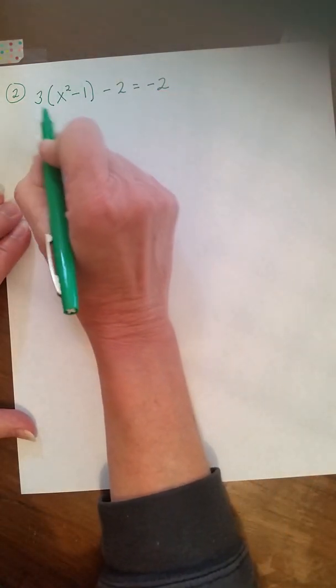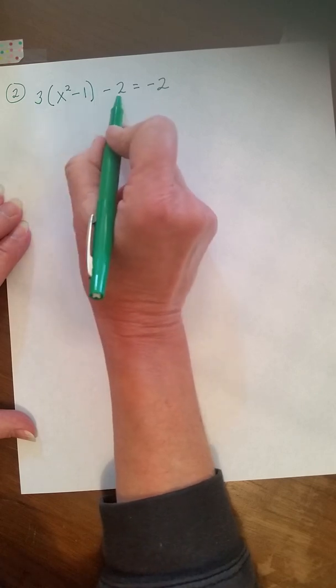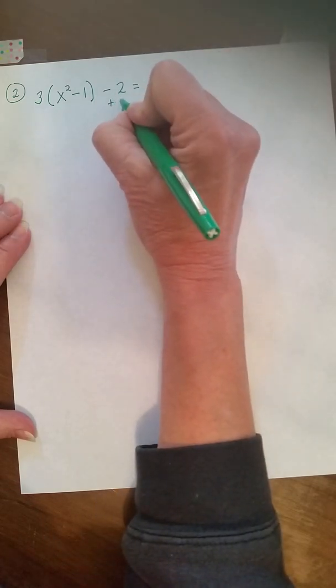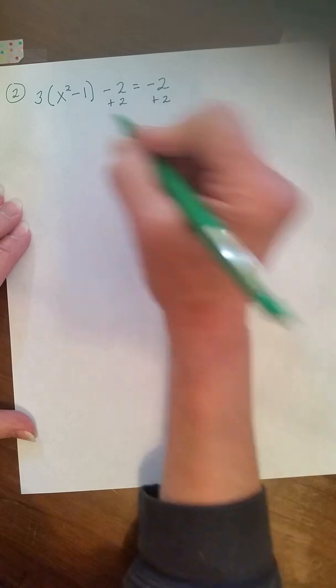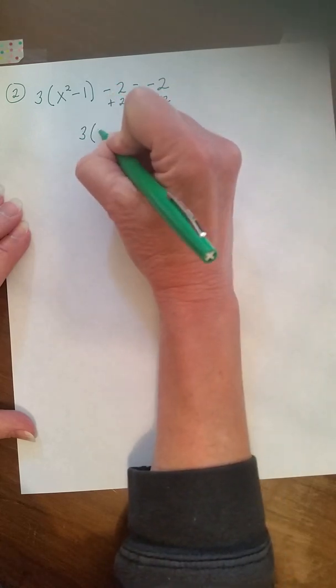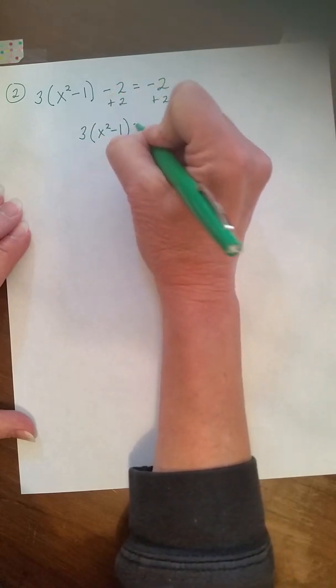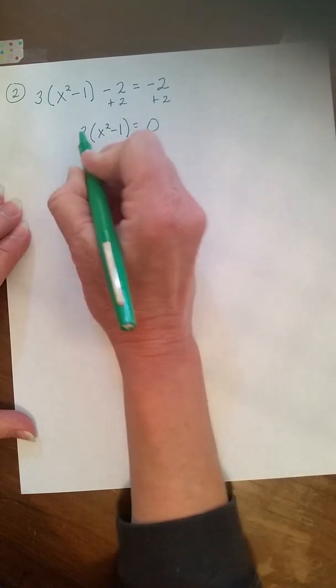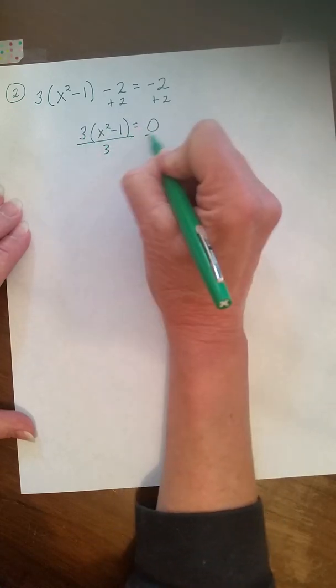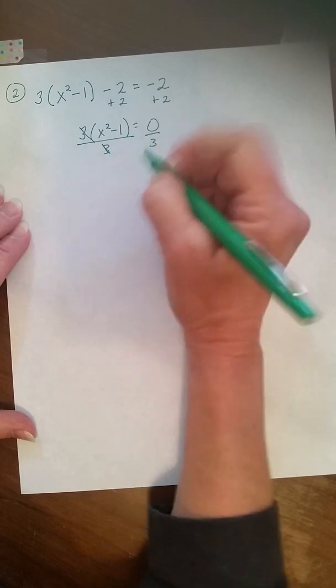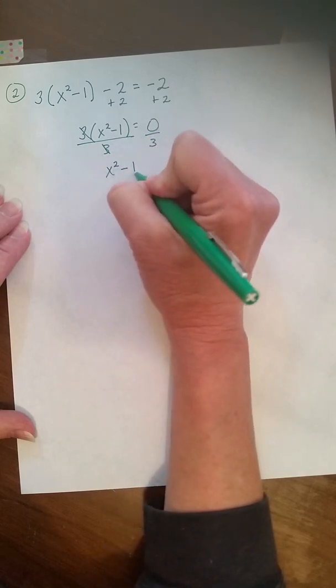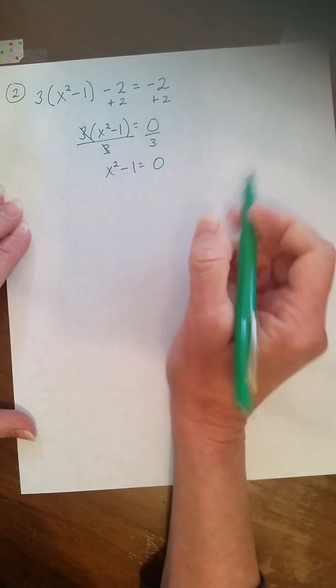Again, we're going to isolate this term with the variable. So I need to get rid of this negative 2. So I'm going to add 2 to both sides. And I have 3 times x squared minus 1 equals 0. Now I'm going to divide by the coefficient of 3. So I have x squared minus 1 equals 0.